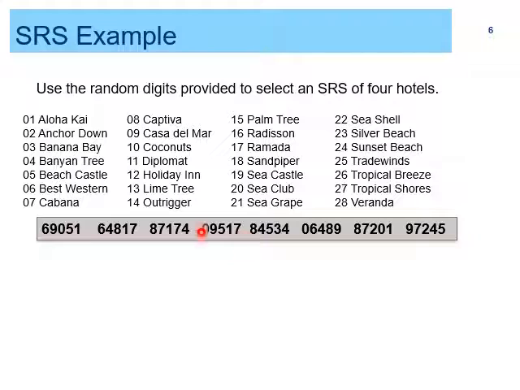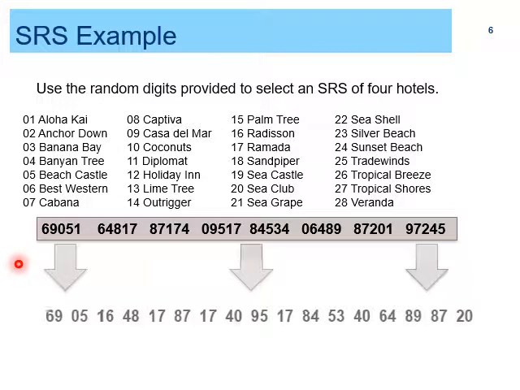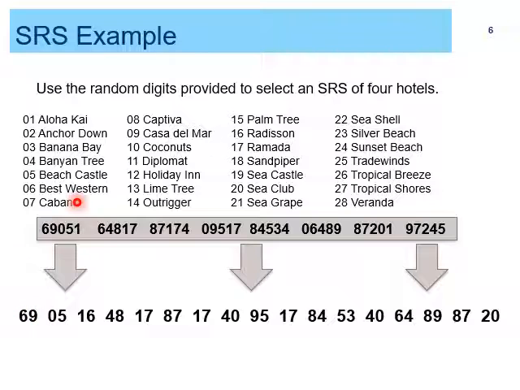Now how will we work? Because we are having two-digit labels, we will divide this into two-digit numbers first. So what we did: 69, 05, then 16, then 48, then 17, like this. Then how will we select? We don't have 69 in our labels. First we have 05, so we get Beach Castle. Then 16. What do we get here? Radisson.